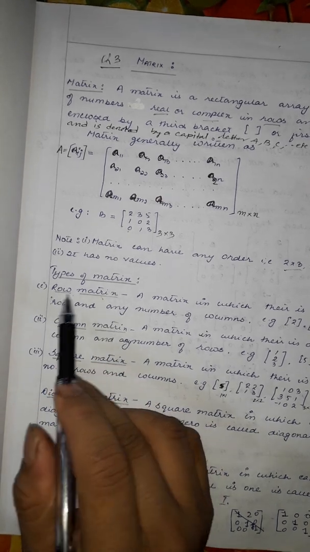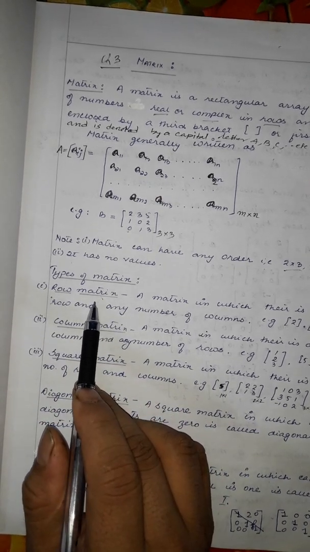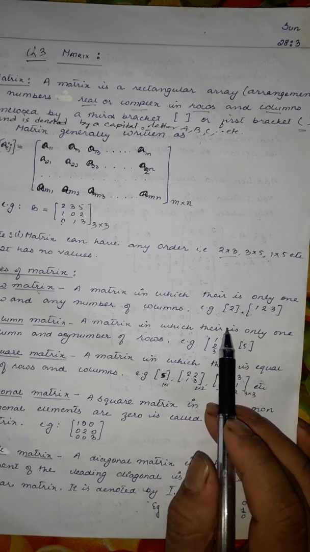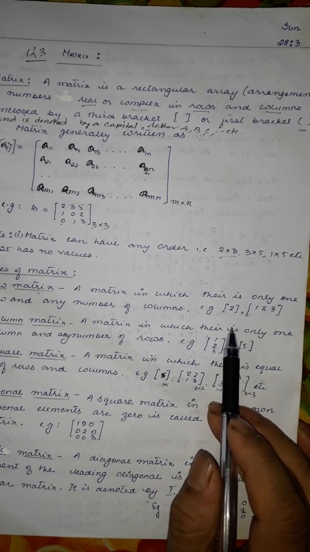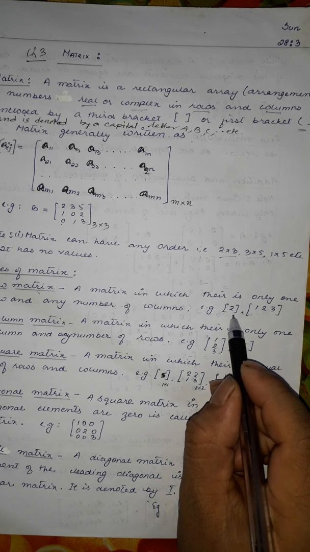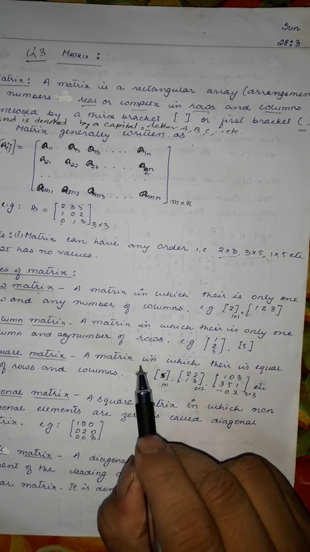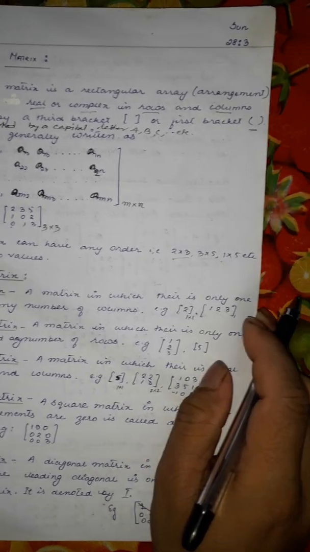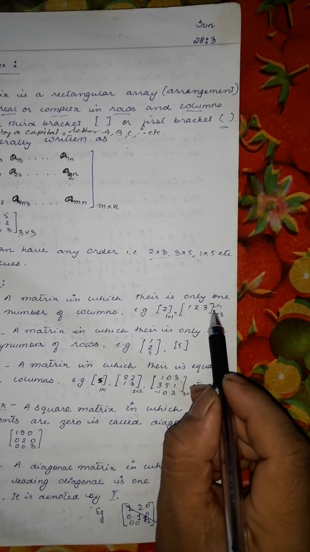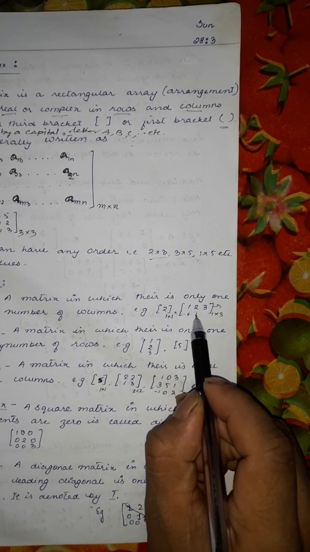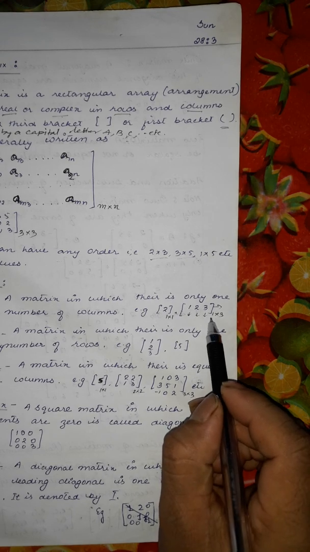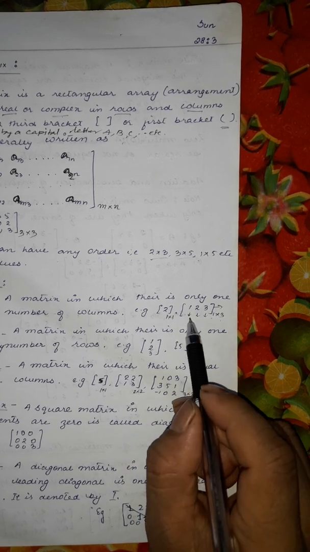Types of matrices. Number 1, row matrix. A matrix having only one row and any number of columns is called a row matrix. For example, this matrix has one row and three columns. The horizontal line is a row, and the vertical lines are columns C1, C2, C3. So this is a row matrix because it has only one row and 3 columns.